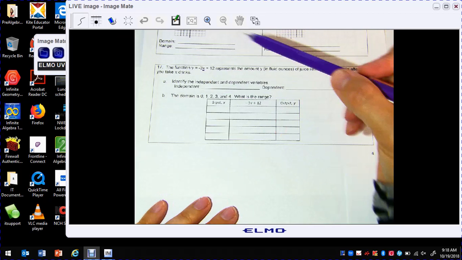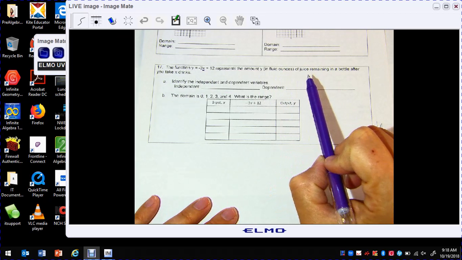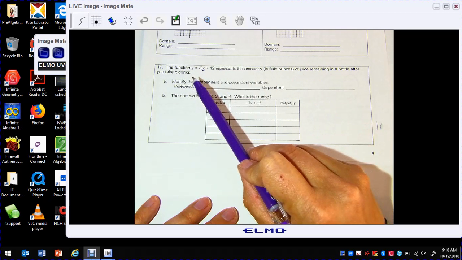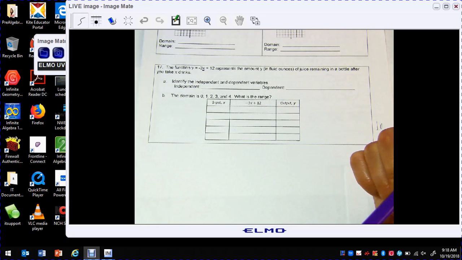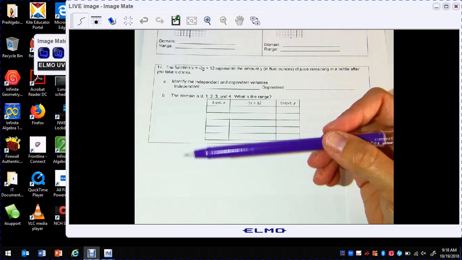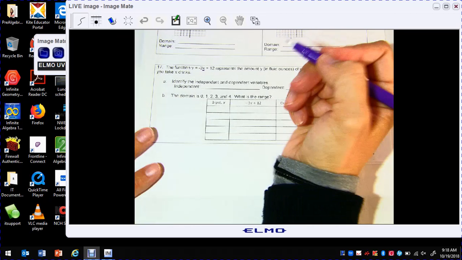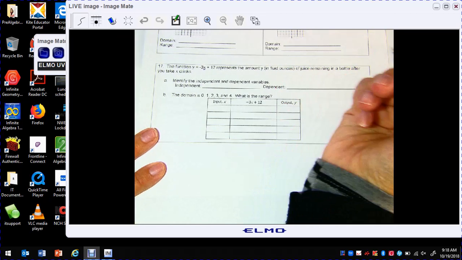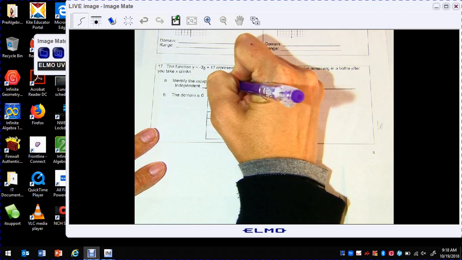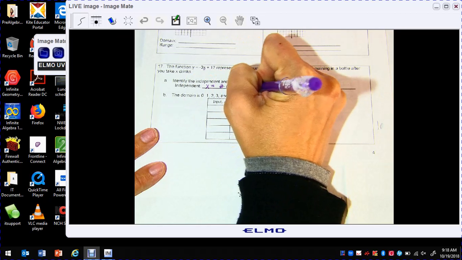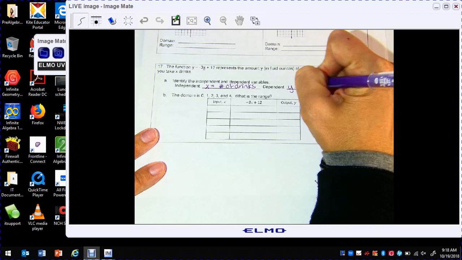But if you read what it's talking about, fluid ounces of juice remaining in a bottle after you take drinks, you taking a drink is what's affecting the juice remaining in the bottle. So taking drinks would be independent. How much juice is left would be dependent on those number of drinks. So the independent variable is x, which equals the number of drinks. The dependent variable would be y, and that is the amount of fluid left.